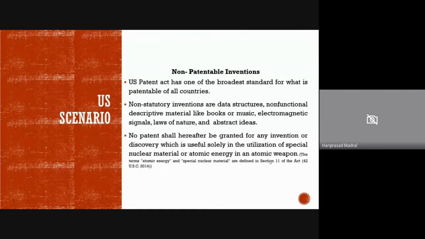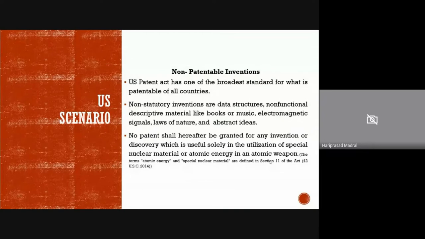Then apart from that, there are certain ideas or inventions which are dependent on atomic energy, or they are landing on the surrounding area of atomic energy. They are related to atomic energy. All those ideas, all those inventions are not patentable, no matter whether they have industrial utility or non-obviousness or uniqueness. They are not patentable.